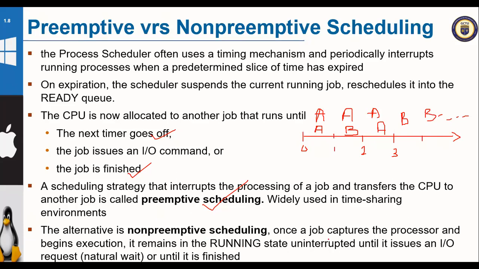Here, once a job captures the processor and begins its execution, it remains in the running state uninterrupted until it issues an IO request or it is finished. So in the event that A issues an IO request, then A can be brought out of the processor because it can no longer execute. So this one is a natural suspension of process A, and then B will be brought in. So this is non-preemptive scheduling.